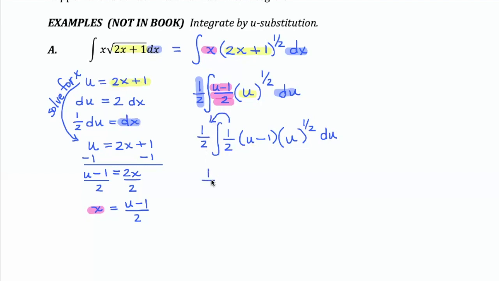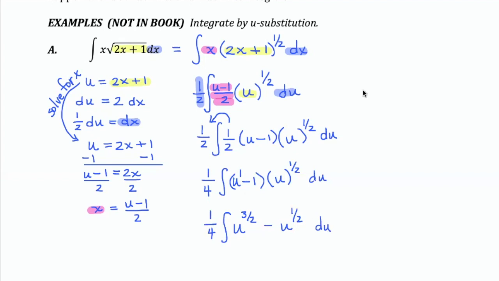1/2 times 1/2 is a 1/4. So now I'm left with a nicer looking version where I've gotten rid of my denominators, so that makes me a little bit happier. And the last step before I actually integrate is I will distribute this u to the 1/2 power to both terms. So I've got 1/4 the integral. Now this is u to the first power. When you're multiplying expressions with the same base of u, you add the exponents. So I'm going to add 1/2 to get 3 over 2, minus u to the 1/2 times 1, u to the 1/2.